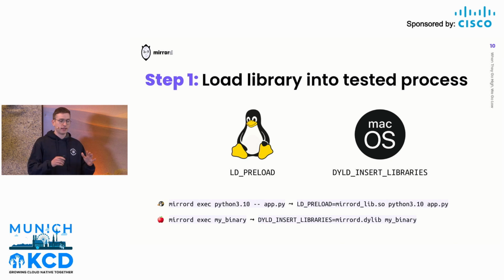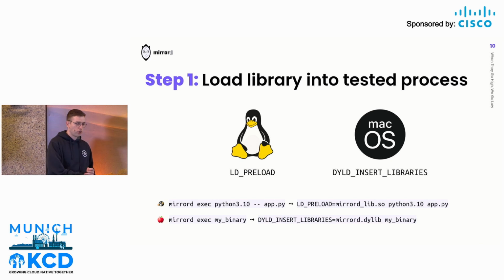On macOS, that same environment variable is called dyld insert libraries, and mirrord just adds the path of its own dynamic library to that environment variable, and the dynamic linker loads our code, mirrord's code, into the new process in addition to that process's code.